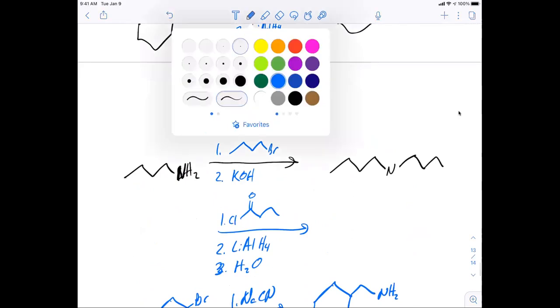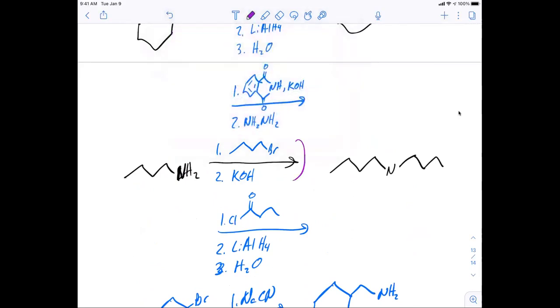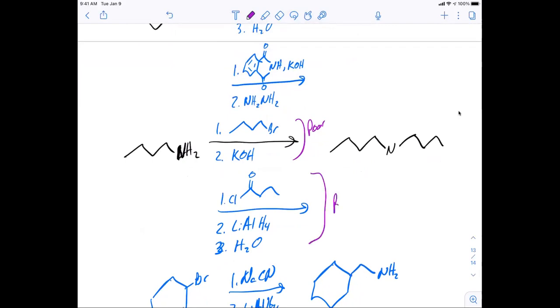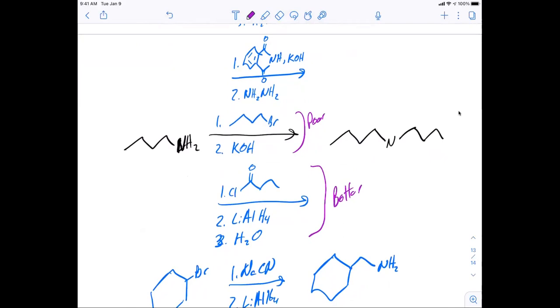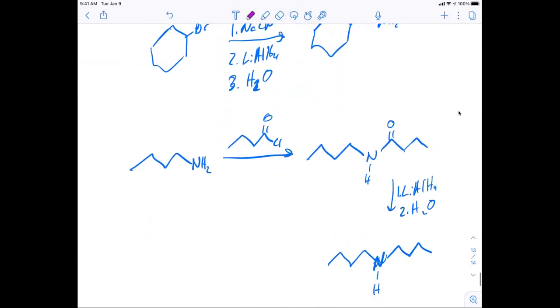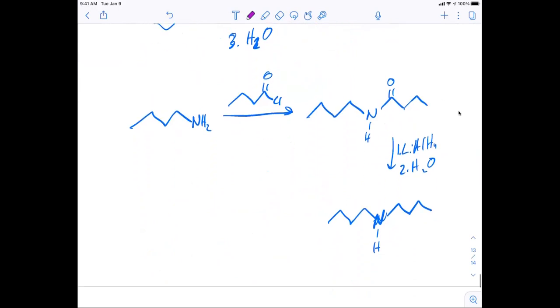So if we go up here, right? The first one's kind of a poor synthetic strategy. The second one is a better synthetic strategy. The way that works is I make the amide. So all I'm doing here is inverting what I showed you before and then reducing that. Before I showed you the chloride side of it, adding the amine. Here I'm showing the amine, you add the chloride. Okay.